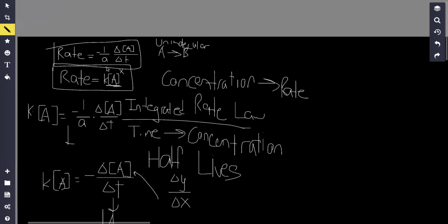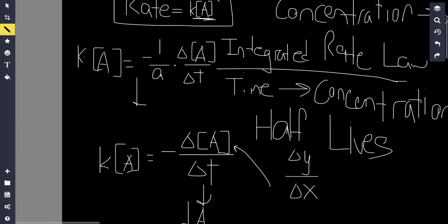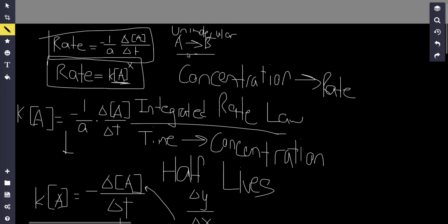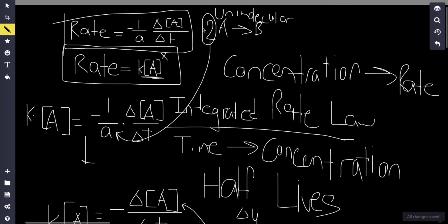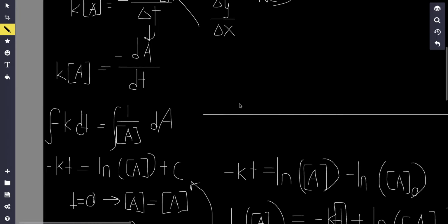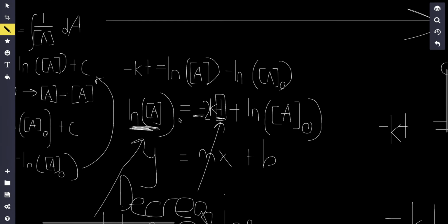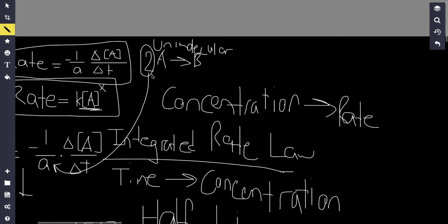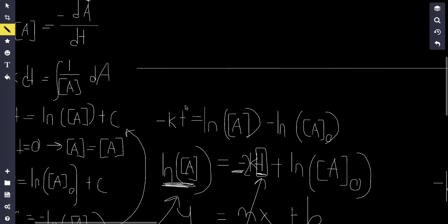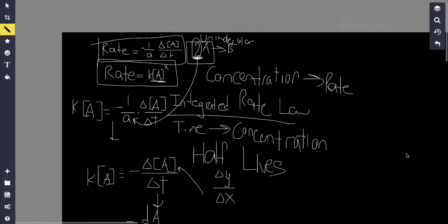Now, for a first order integrated rate law, notice how for the reaction that we're considering, the coefficient of A is only 1. However, if the coefficient of A is actually 2, meaning there was 2A turning into B, my integrated rate law would be a little bit different. I would just have to put a 2 in front of the K, and that's all I would change. So basically, the coefficient of your reactant plays a role in the first order integrated rate law.